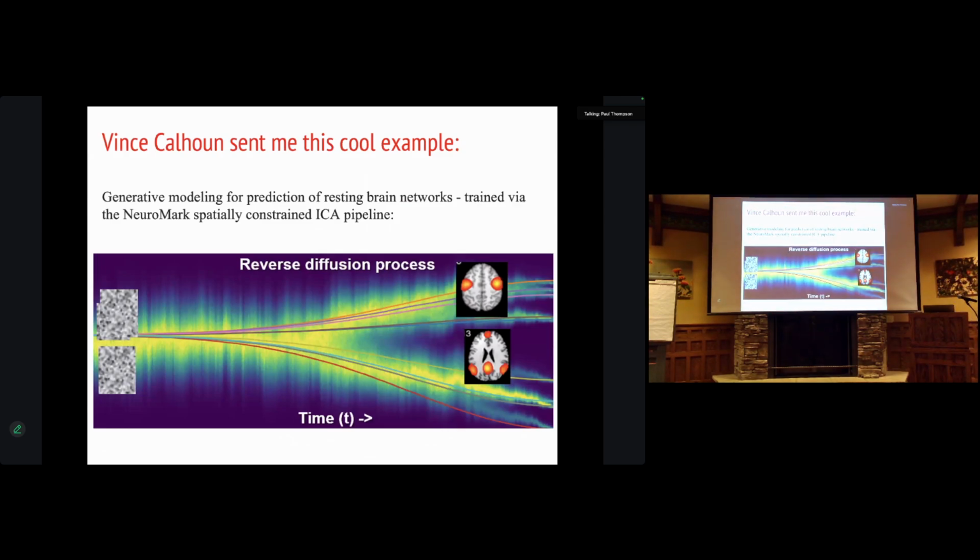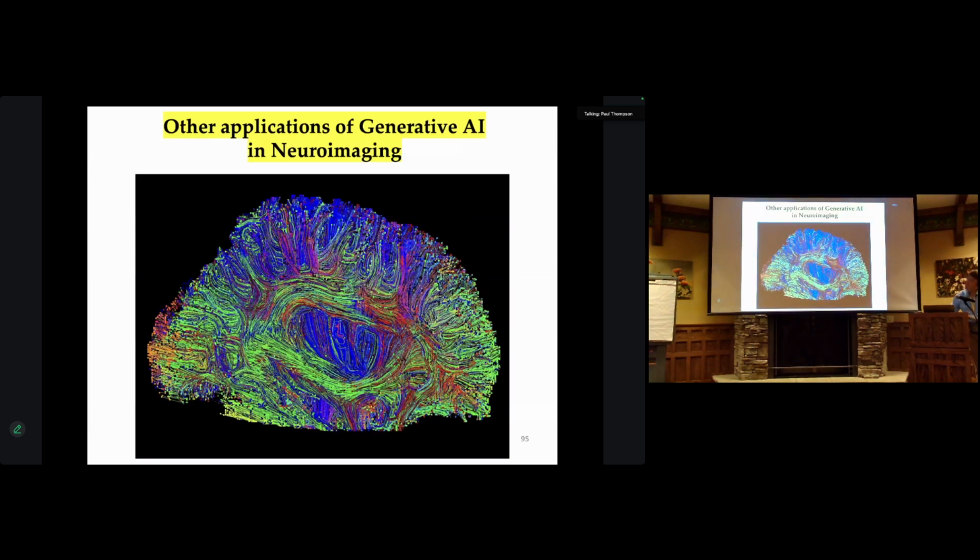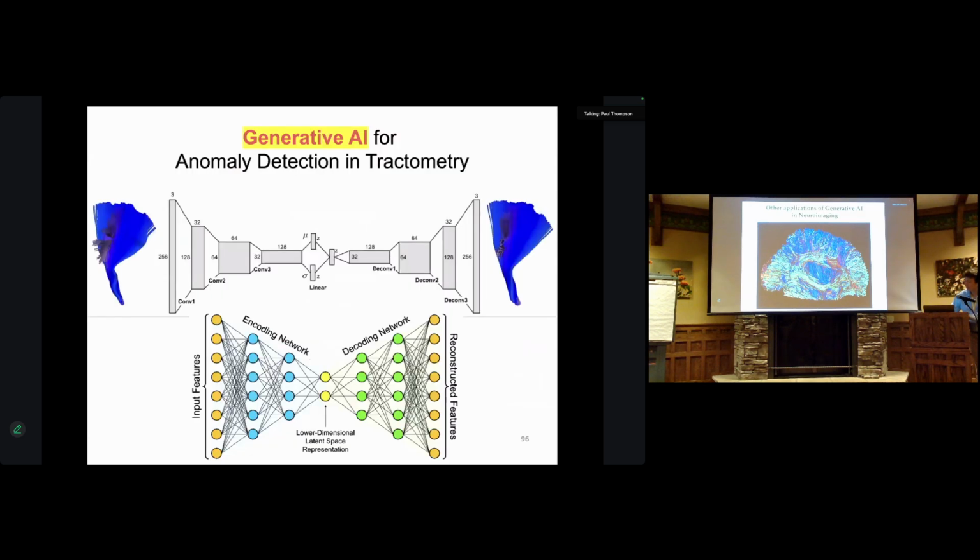Now you can use this for connectomics. I haven't shown you any connectomics examples, but you can generate resting state data. Vince Calhoun said, well, you need to show some connectomics. So his ICA pipeline will allow you to create, under certain conditions, resting state data that obeys certain statistical conditions. You can also apply these generative AI methods to diffusion connectomics. This data is actually from Camille Ogerville, who's going to speak this afternoon.